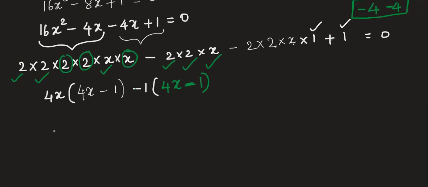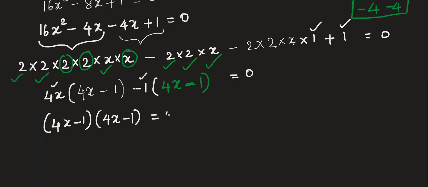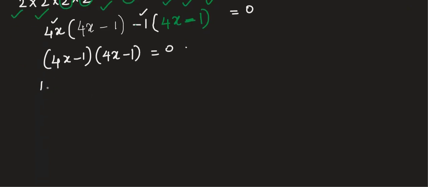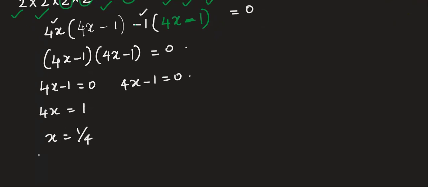So in the next step, we are going to take 4x minus 1 as common. And what is remaining? So remaining is 4x and minus 1. So again, 4x and minus 1 is equal to 0. So now let's see what is the value for x. So 4x minus 1 is equal to 0. Or it can be 4x minus 1 equal to 0. So 4x is equal to positive 1. Divide 4 on both sides. So x is equal to 1 by 4.